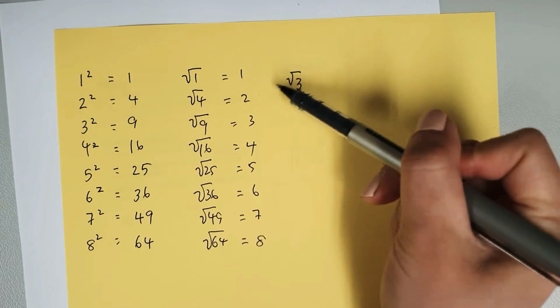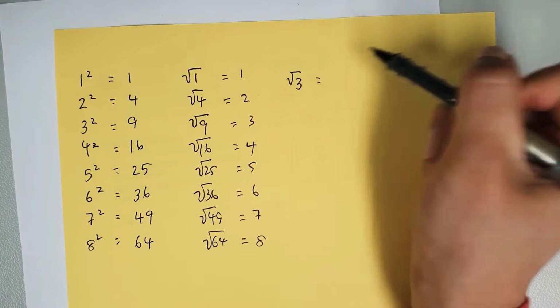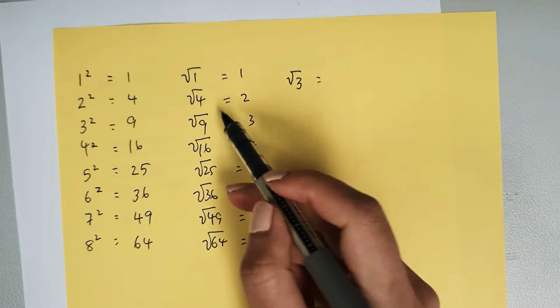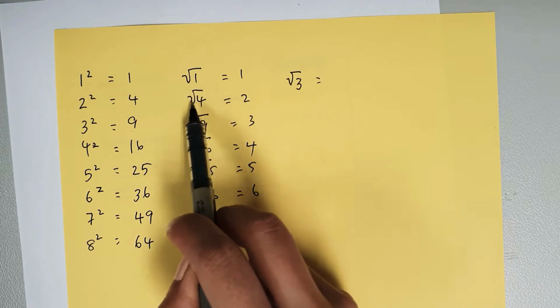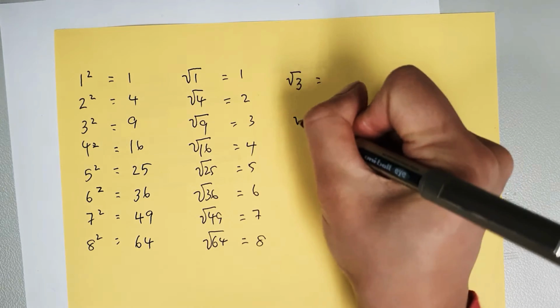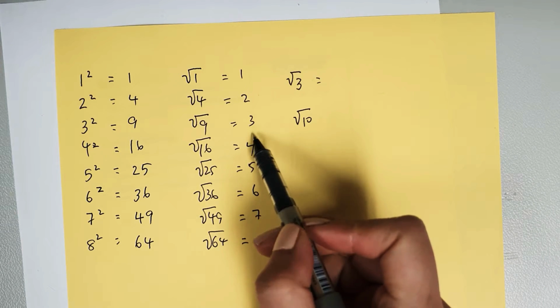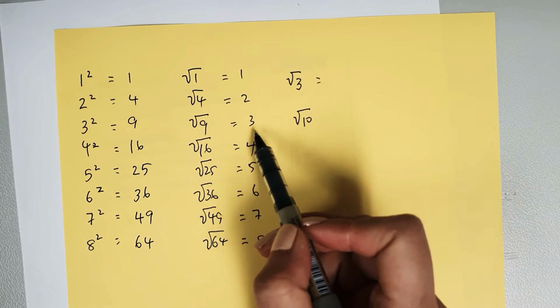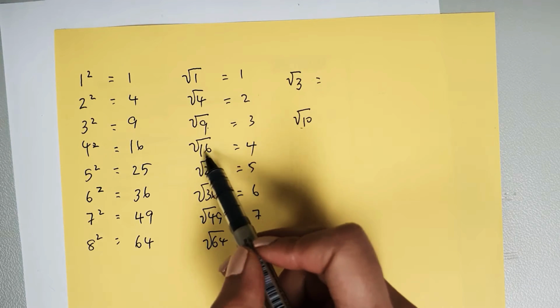You wouldn't be able to give me a whole number as the answer to the square root of 3, because it's going to be a number between 1 and 2. Square root of 3 would be between the square root of 1 and square root of 4. If I asked you for the square root of 10, you'd be stuck in the same problem. You wouldn't have a whole number that you could give me. It'll have to be a number between 3 and 4, because square root of 10 is between the square root of 9 and the square root of 16.